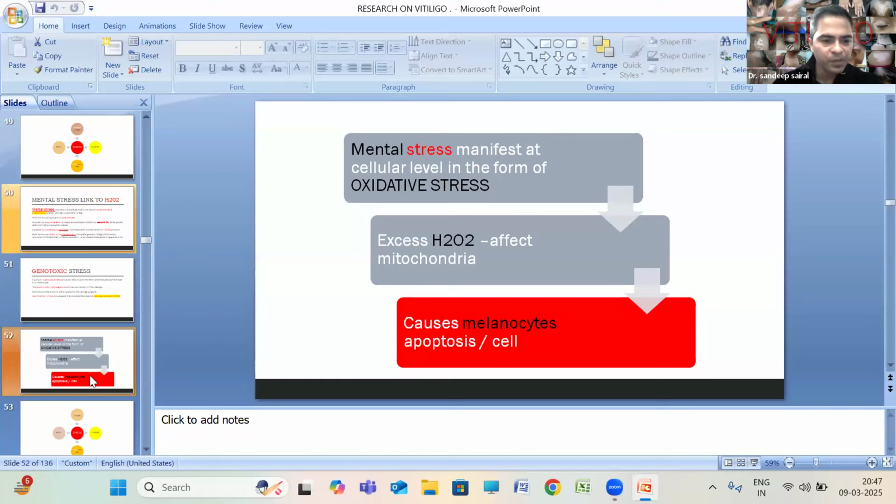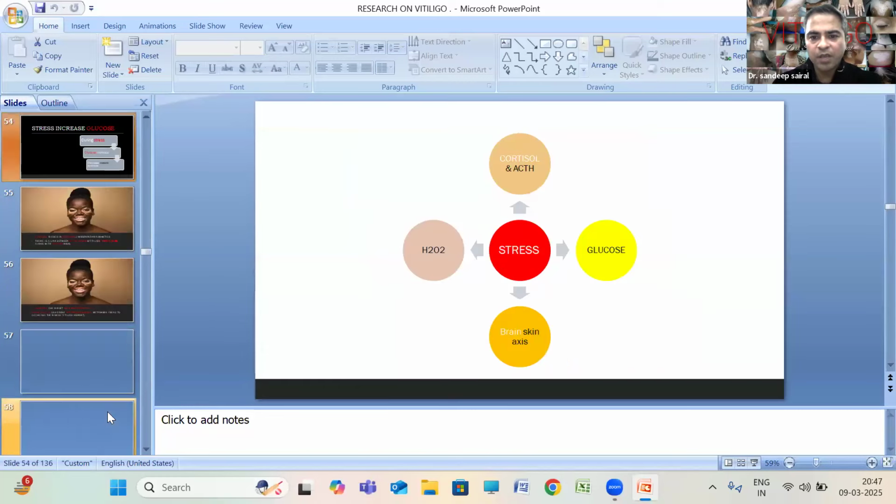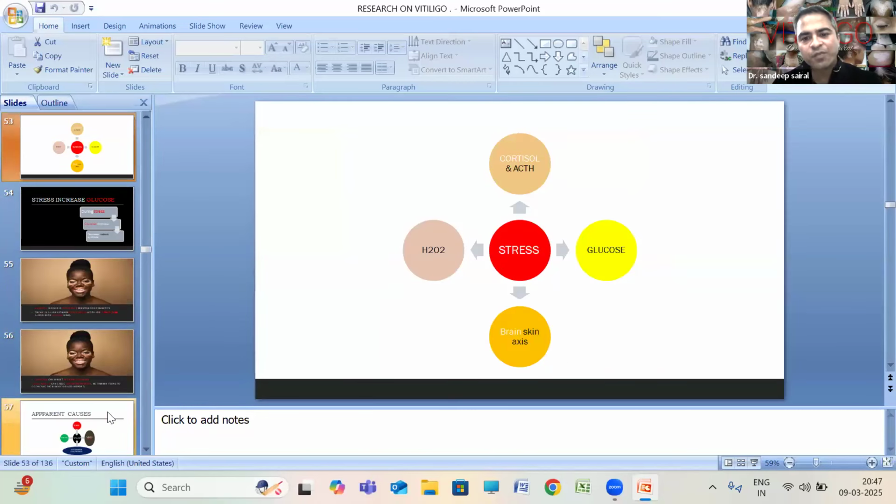Now, we have talked about stress linked with the brain skin axis, stress linked with cortisol, and stress linked with H2O2. Now we will discuss stress linked with glucose. This is a practical part. I think you will find it interesting. See what happened.